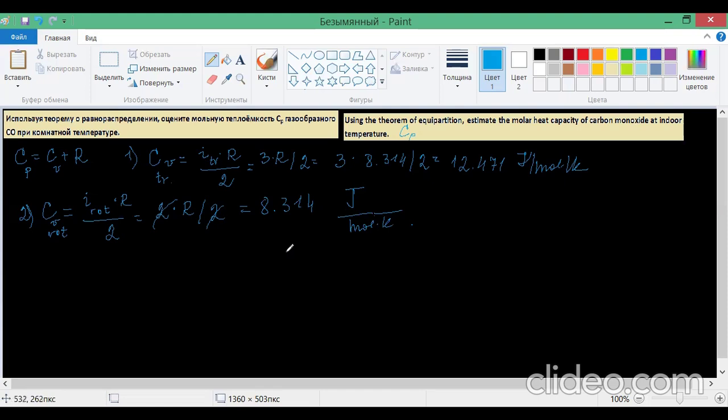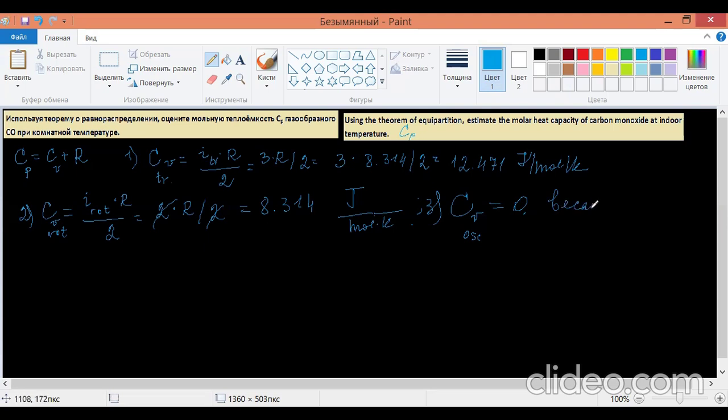Okay. And there is another one. It's C sub V sub oscillation. Yes. But the fact is that under the conditions of this problem, the temperature is indoor temperature. For that reason, at indoor temperatures, oscillations of atoms which make up a molecule are frozen. For that reason, it's equal to 0.